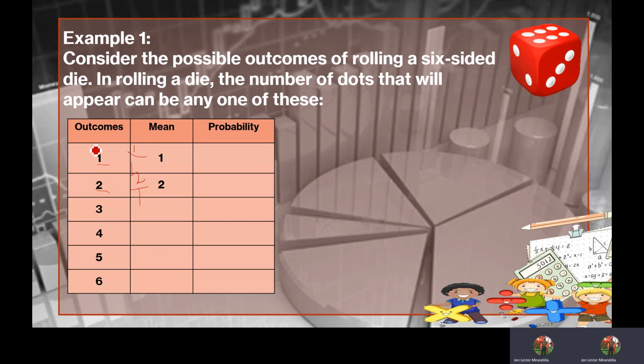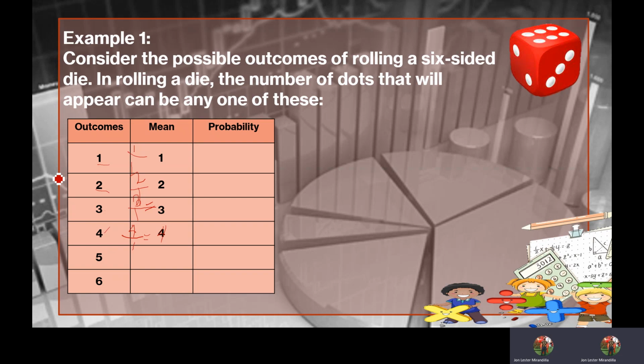How about dito sa outcomes na 3? So, 3 divided by ilang outcomes or ilang values meron tayo? Isa lang din. So, 3 divided by 1 is equal to 3. So, yung mean niya is 3. Next tayo dito sa 4. So, 4 divided by ilang values ulit? Isa lang din. 4 divided by 1 is equal to 4 dapat yan. 4 nga ba? Okay, 4 siya.